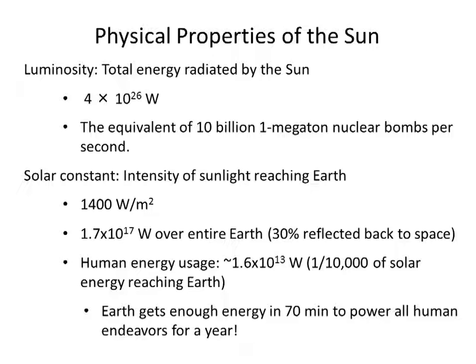And this adds up to many times the total human energy usage. So on average, humans use about 16 trillion watts of energy, and the Sun delivers over 10,000 times that much energy to the surface of the Earth. So in 70 minutes, in a little over 1 hour, if we collected all the sunlight that hit the Earth, we'd have enough sunlight to power all of our work, all human activities, for over a year.